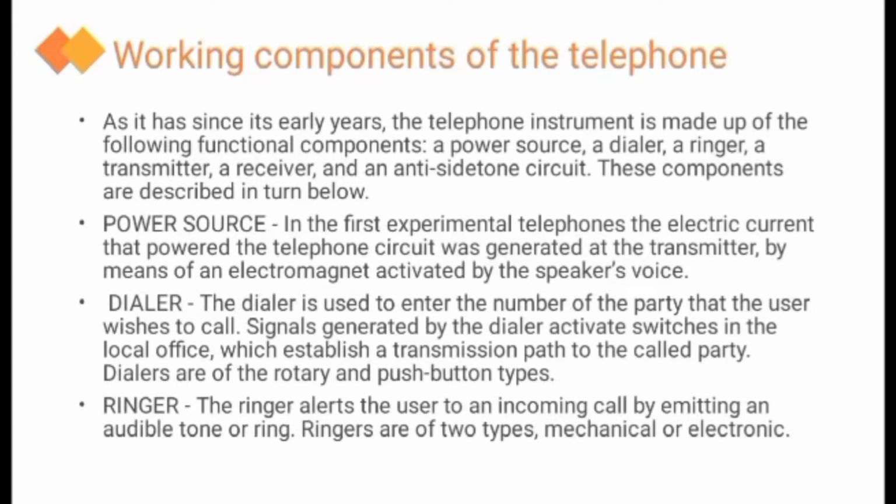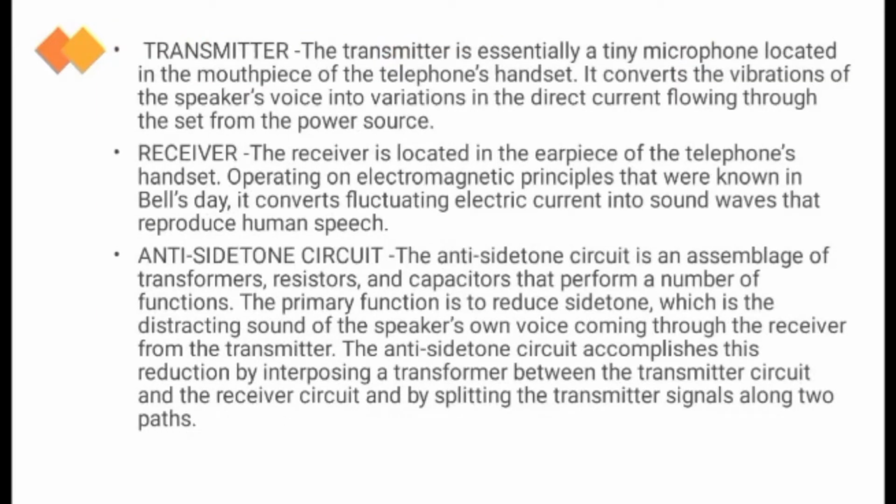Ringer. The ringer alerts the user to an incoming call by emitting an audible tone or ring. Ringers are of two types, mechanical and electronic. Transmitter. The transmitter is essentially a tiny microphone located in the mouthpiece of the telephone's handset. It converts the vibration of the speaker's voice into vibration in the direct current flowing through the set from the power source.